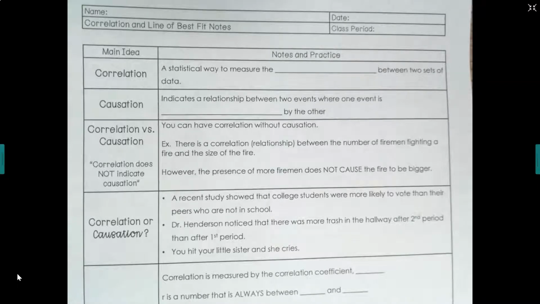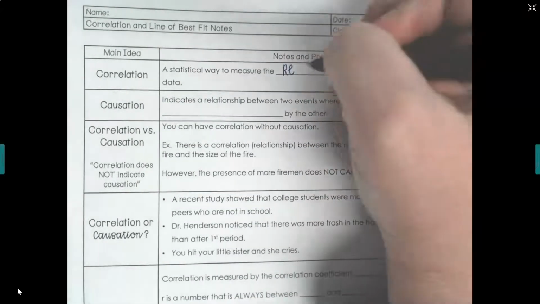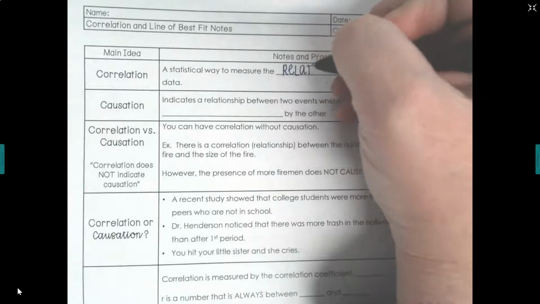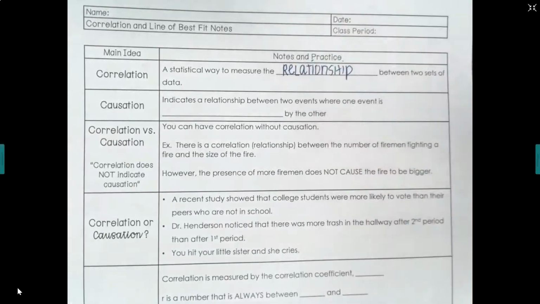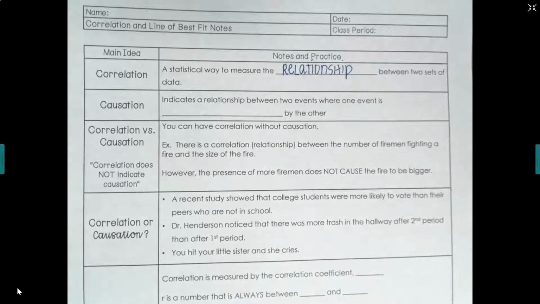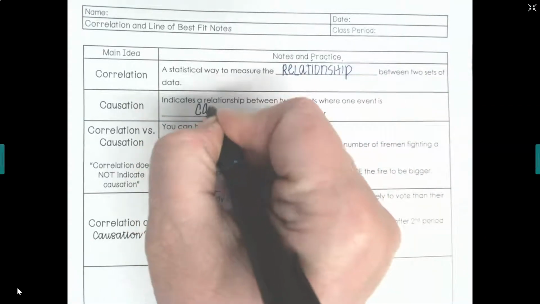Line of best fit will be tomorrow's notes. So we'll start with the first part of correlation. Correlation is a statistical way to measure a relationship between two sets of data. It's the relationship between two sets of data. Causation is indicating that the relationship between the two events is one where one event is caused by the other.